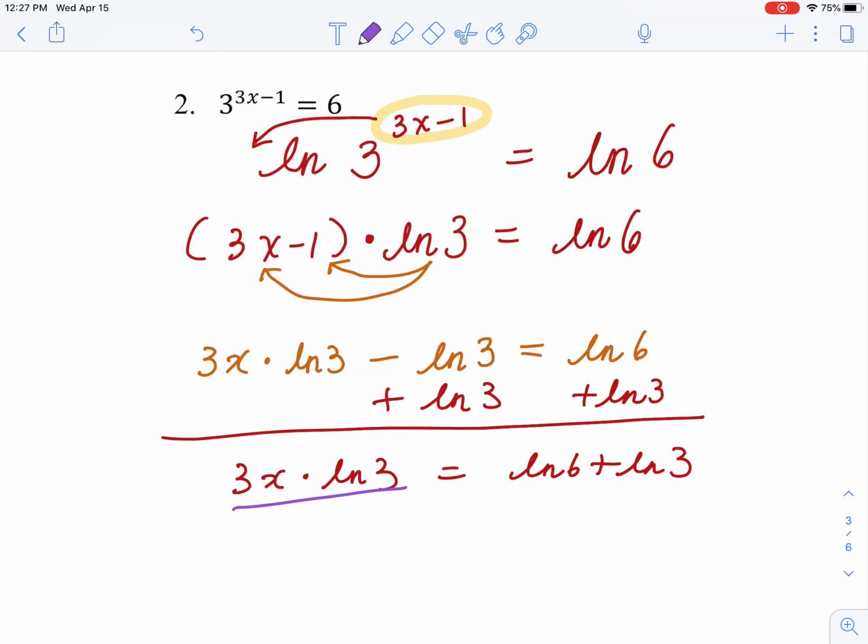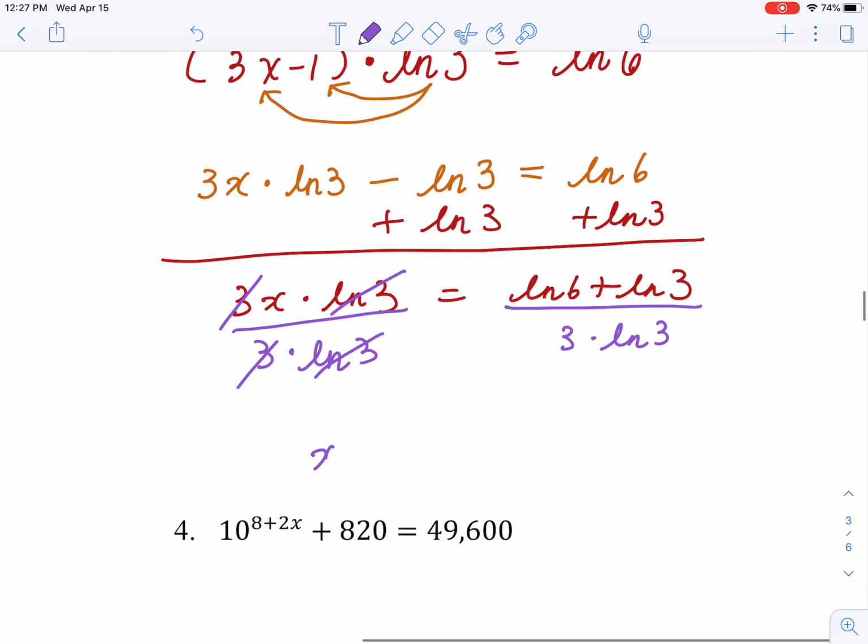We can combine that to be what? Natural log of 9, right? But anyways, I can go ahead and now divide everything by, this looks much better, 3 times natural log of 3. I can divide this by 3 times natural log of 3. And the reason I'm doing that, because I want this 3 gone. I want this natural log of 3 gone.